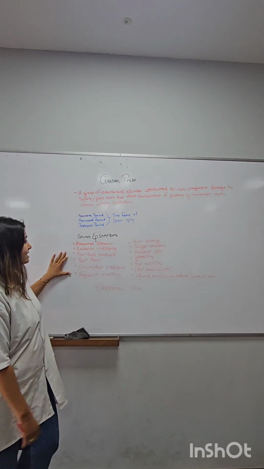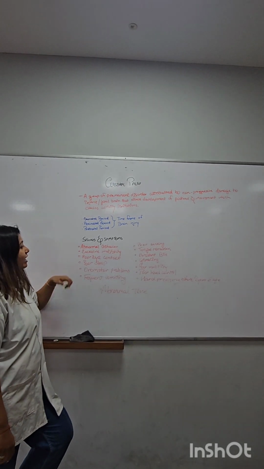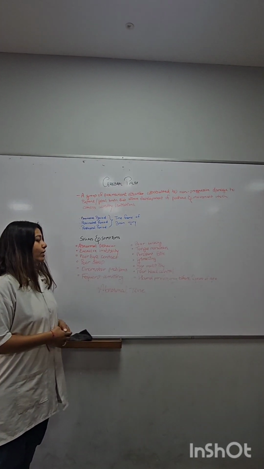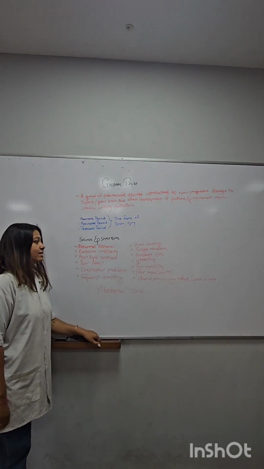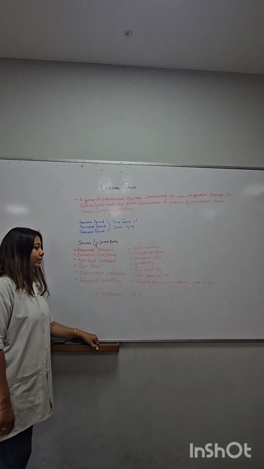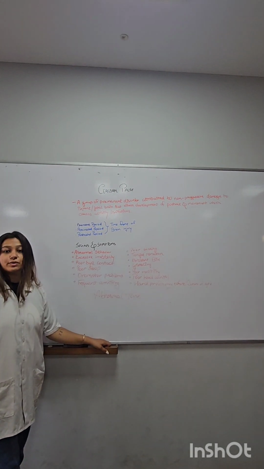Then there are the signs and symptoms of cerebral palsy: abnormal behavior, excessive irritability, poor eye contact, poor sleep, poor mobility, grimacing, persistent bite, tongue retraction, frequent vomiting, abnormal tone, poor head control and hand preference before 2 years of age.